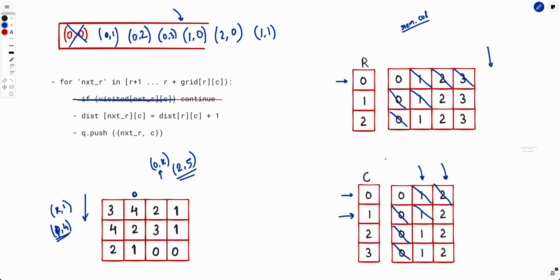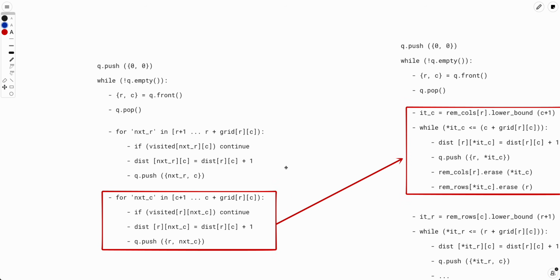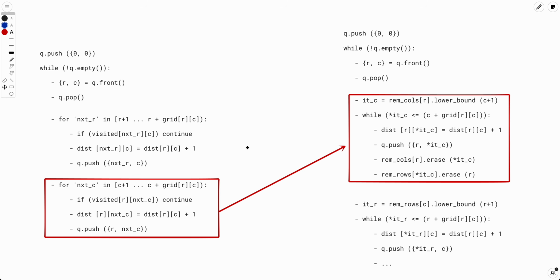So both will take log n time, and hence the complexity would be r cross c into log n, where n is the max of r and c. So this is the pseudo code for the same thing.